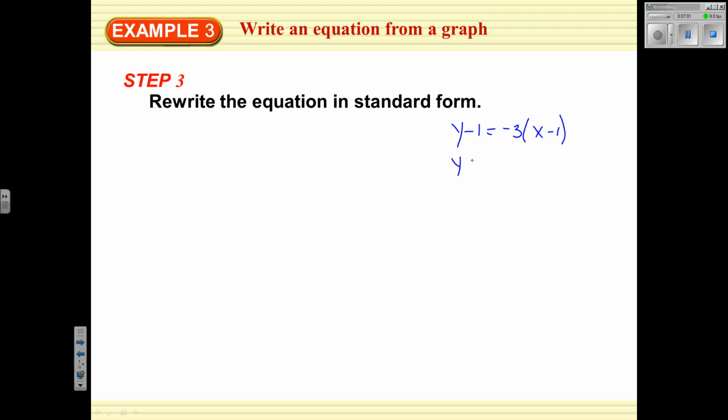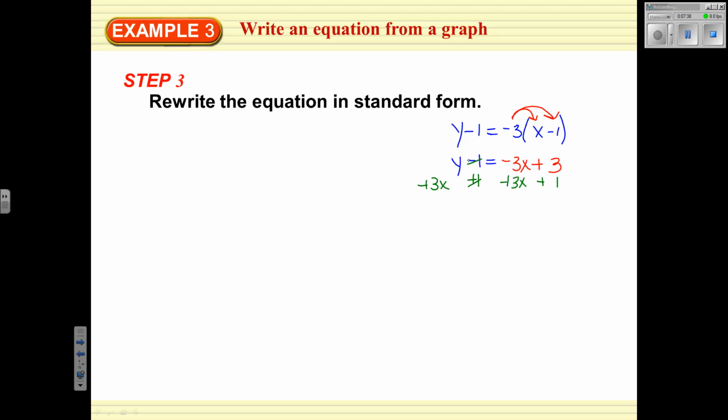This side is going to stay y minus 1, and I'm going to distribute this in right here. So I get negative 3x, and then negative 3 times negative 1 is positive 3. Now I need to get my x over here and my negative 1 over here. So I'm going to add 3x to both sides. I don't have any x terms on this side, so there's nothing to write underneath. And I'm going to add 1 to both sides.